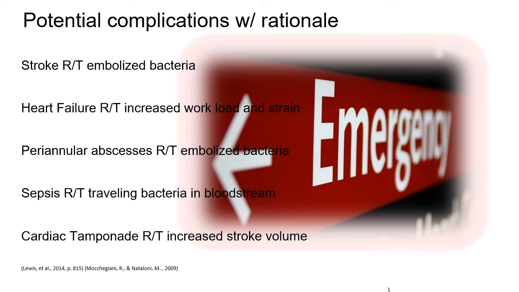As you can see, most of these potential complications are related to embolized bacteria, such as stroke, sepsis, and periannular abscesses. The other two are heart failure and cardiac tamponade, and these are related to the increased workload as well as the stroke volume because of the vegetated bacteria on the heart. It causes it to work much, much harder than it should.